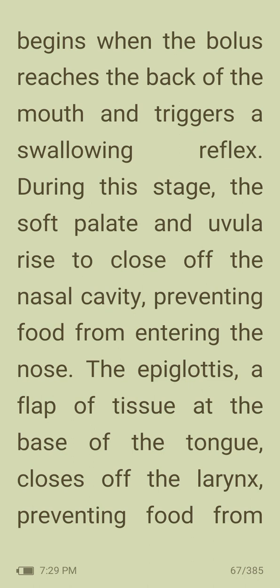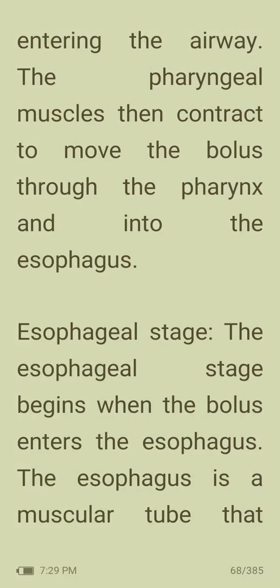The epiglottis, a flap of tissue at the base of the tongue, closes off the larynx, preventing food from entering the airway. The pharyngeal muscles then contract to move the bolus through the pharynx and into the esophagus.